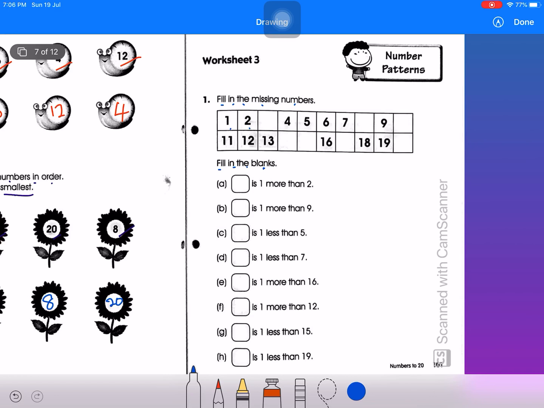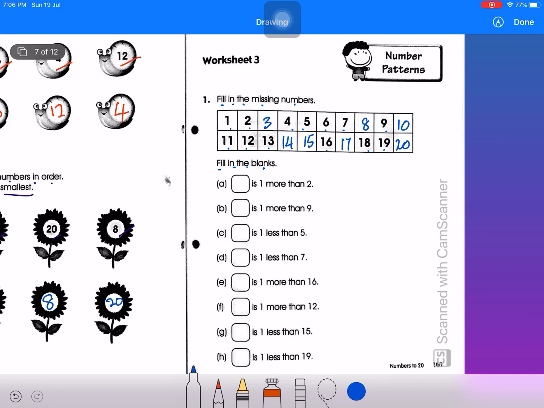1, 2, followed by 3, then 4, 5, 6, 7, 8, 9, 10. And then continue 11, 12, 13, 14, 15, 16, 17, 18, 19, then 20. Okay, now below here fill in the blanks.